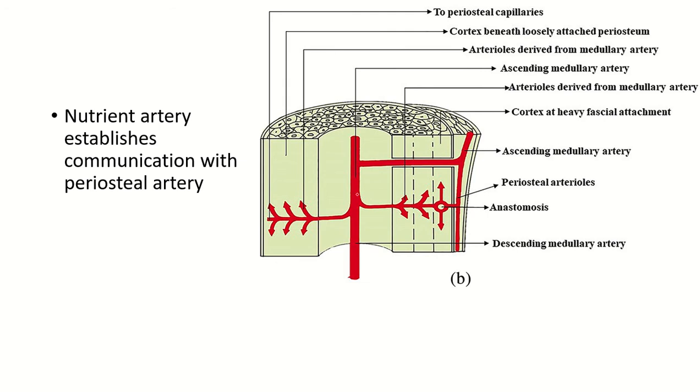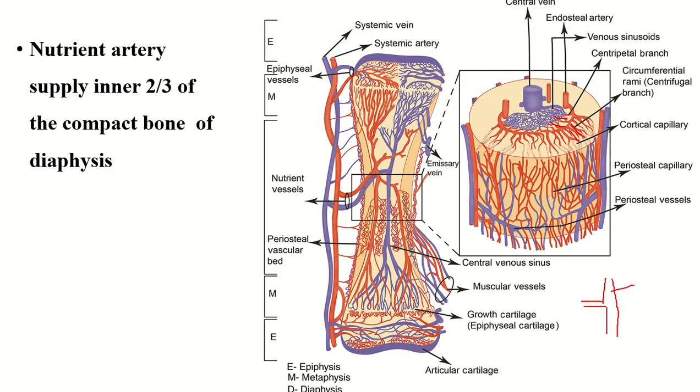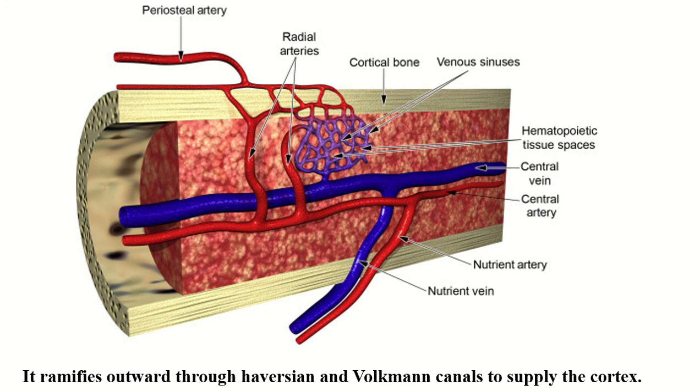So this is the nutrient artery, this is the radial artery, and it passes through the Volkmann's canal and also gives its longitudinal branch which occupies the Haversian canal, and ultimately it anastomoses with the periosteal artery. The nutrient artery ramifies outward through the Haversian and Volkmann's canals to supply the cortex.